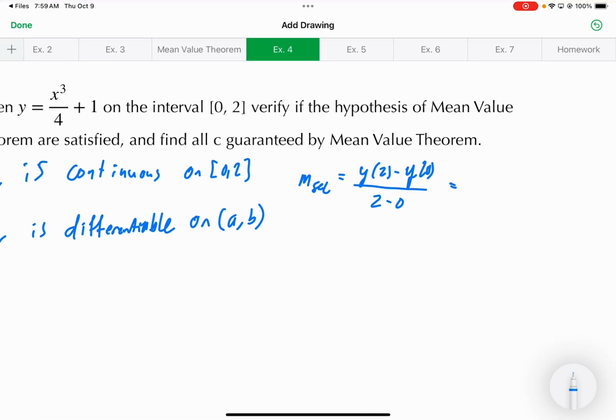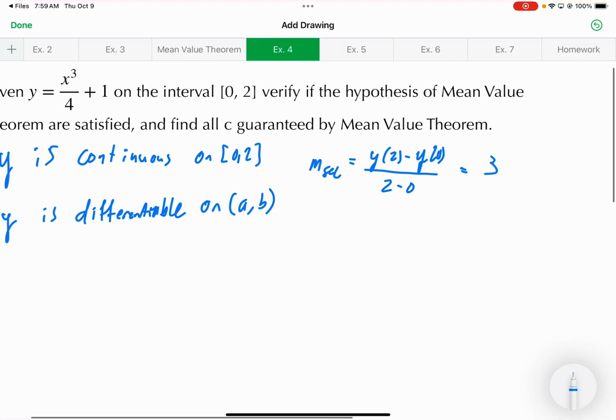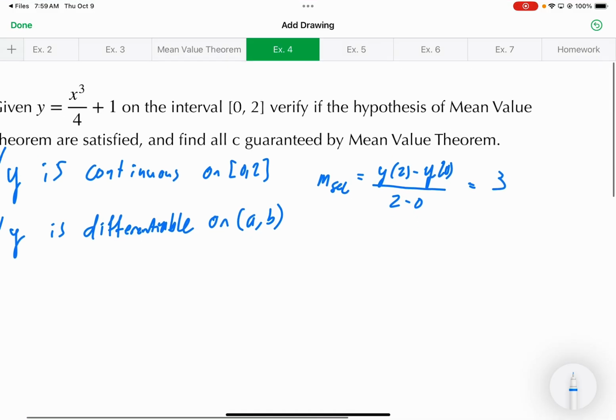So if I plug in 2, 2 cubed is 8. 8 divided by 4 is going to give me 2. 2 plus 1 is going to give me 3. So my output for 2 is going to be 3. What is going to be my output for 0? Hooray. Over 2. So 2 over 2 is going to give me a slope of 1, which means I need to take my derivative and set it equal to 1, and then find my c value.